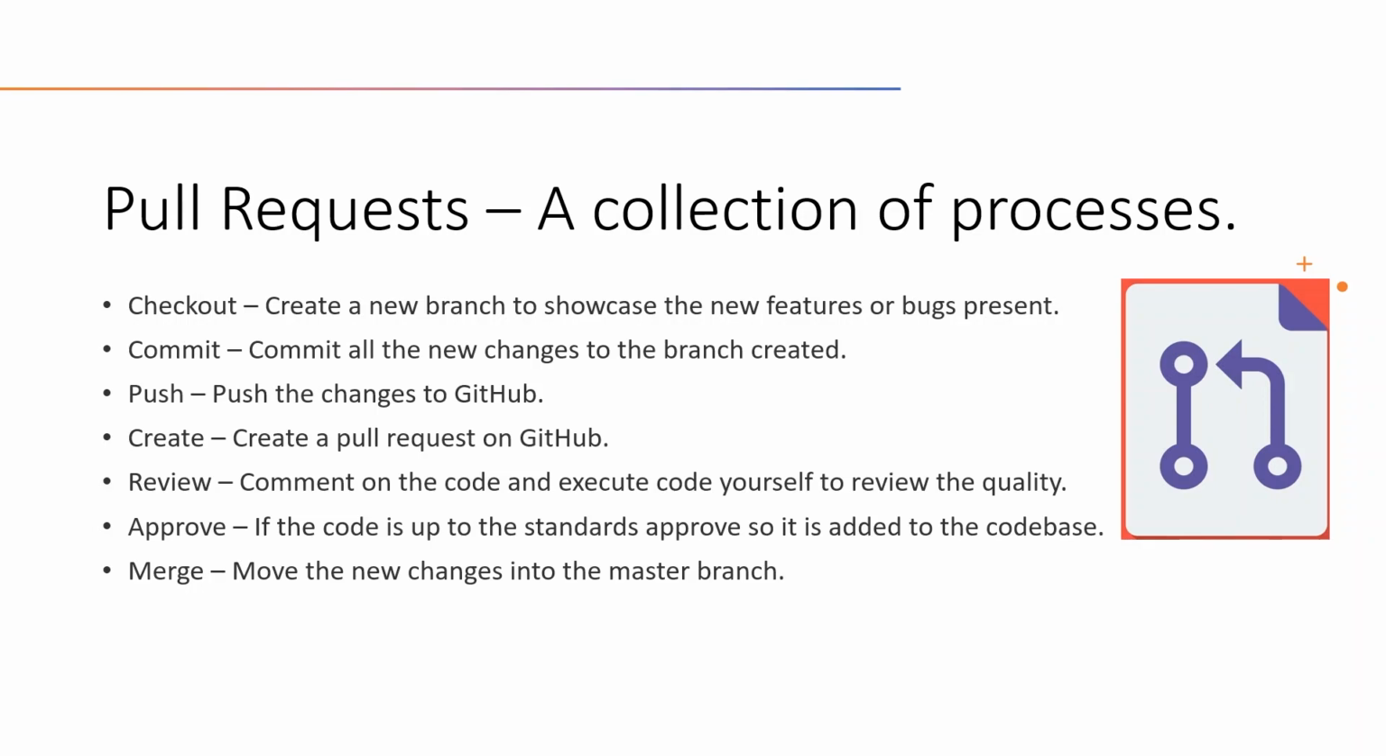Then you comment on the code and execute the code yourself to review the quality of what you have written and the changes that you have made. Next, if the code is up to the standards, you approve it so it's added to the code base. Now you can move the new changes into the master branch. This is a simpler way to imagine what a pull request is. You can imagine the workflow. These steps are defined in a pull request workflow, so it is better if you can get a proper understanding of these steps as well.